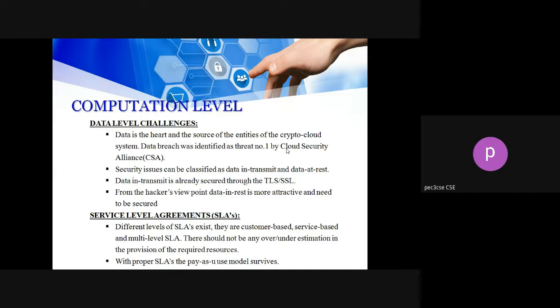And then the last one is the service level agreements. Without a proper service level agreement, the pay as you go model cannot work, because the level of service depends upon the SLA only. Service level agreements can be customer based, service based, or multi level. To provide and use the resources, a proper SLA should be there. The entire pay as you go model survives based upon the SLAs, so we need a proper SLA. It is one among the important challenges.